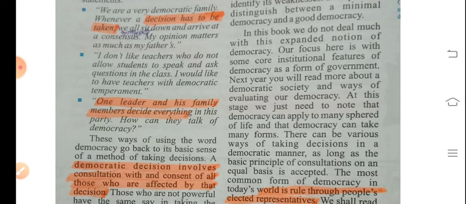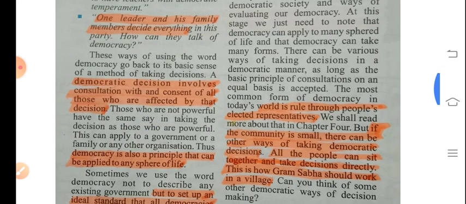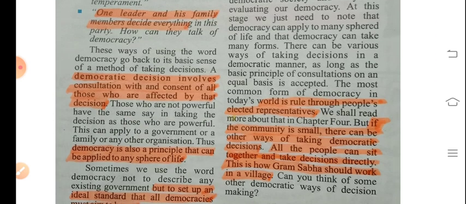One leader and his family members decide everything in this party. How can they talk of democracy? This way of using the word democracy goes back to its basic sense of a method of taking decisions. A democratic decision involves consultation with and consent of all those who are affected by that decision.